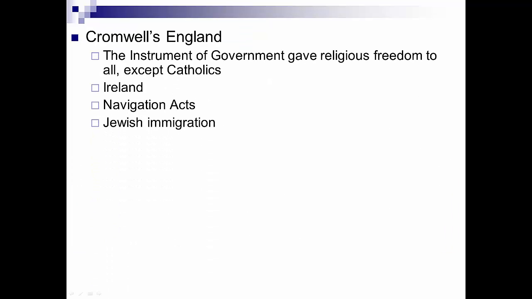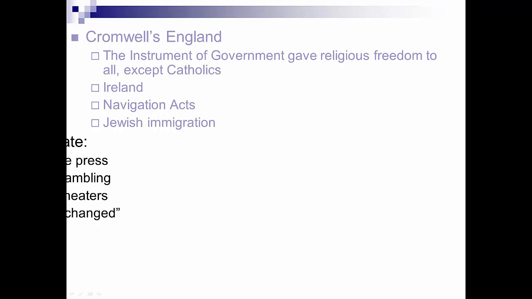Cromwell's England was divided into 12 military districts. The Instrument of Government gave religious freedom to all, except, of course, Catholics. They crushed rebellions in Ireland. Oliver Cromwell enforced navigation acts where English goods had to be carried on English ships. This, of course, led to the Anglo-Dutch Wars. Interestingly, Cromwell's government welcomed Jewish people. Cromwell himself was very tolerant, although not to Catholics.